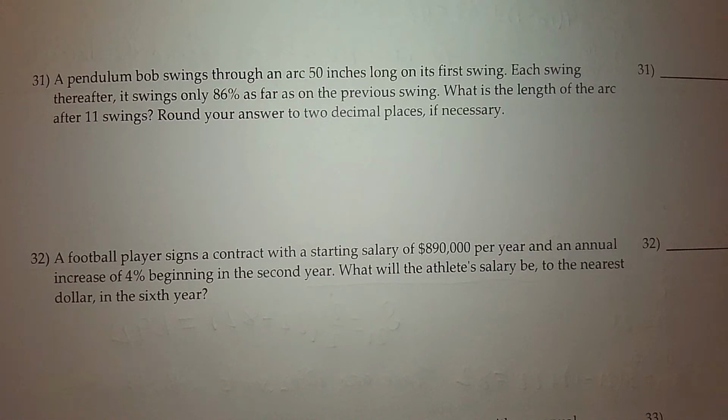Geometric means you multiply. How do you find the percent of something? You multiply by the decimal, right? So the percent is a decimal. That's a good indicator to know it's geometric. What's the length of the arc after 11 swings? Is that a series? Are we adding that up? Or do we want to find the 11th term? Right? So, understand what you're looking for.